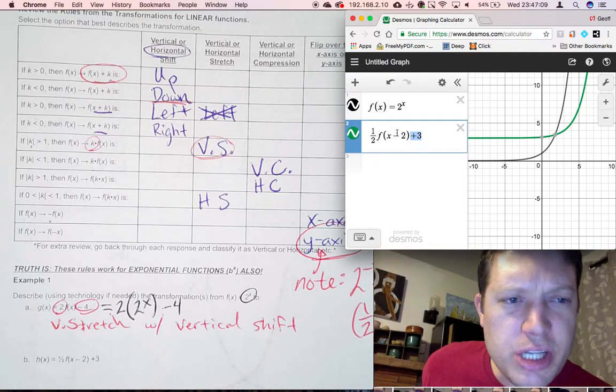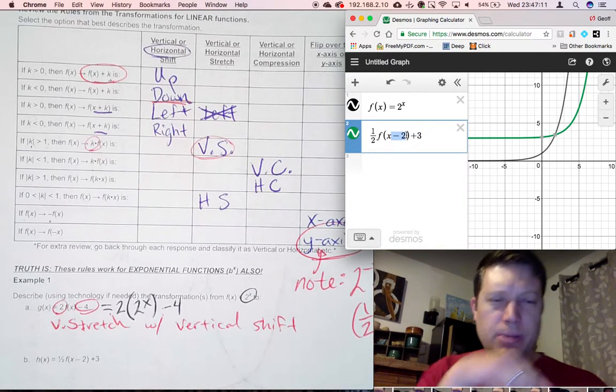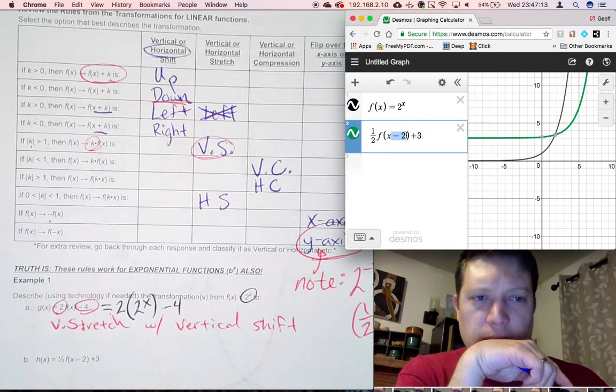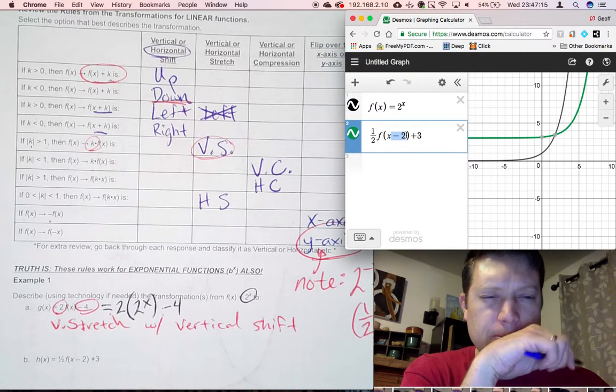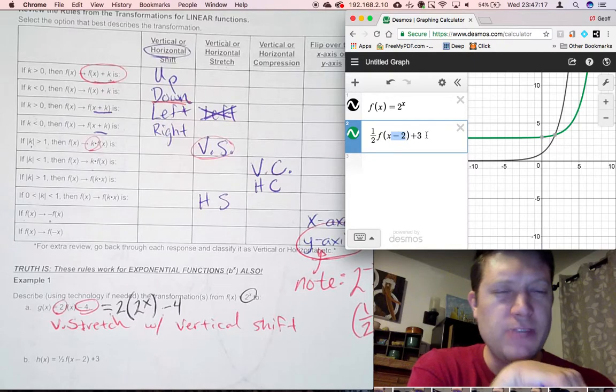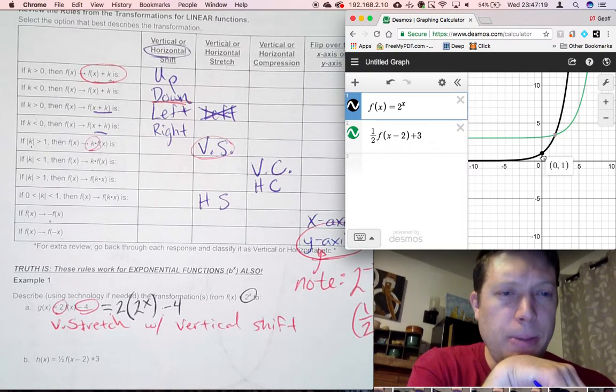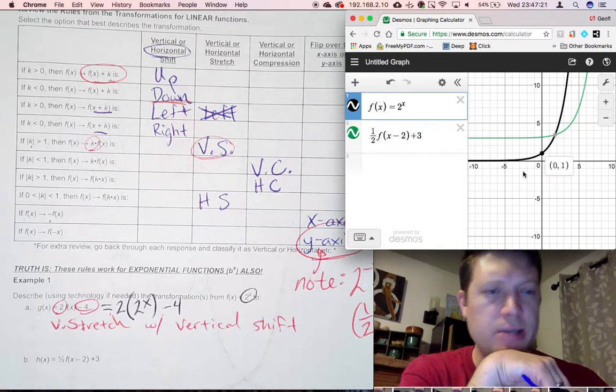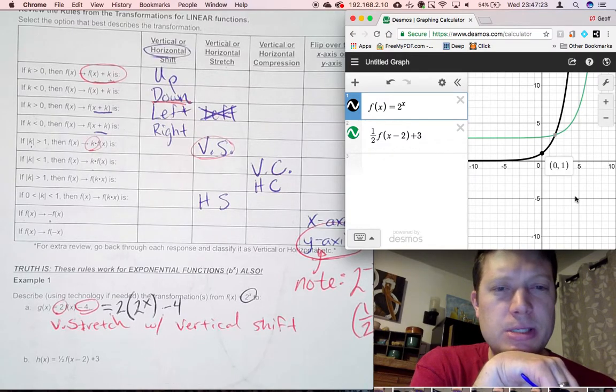Would you believe that the function has been shifted? Wait, what has been shifted? Let's focus on a specific point. Let's focus on the y-intercept. So for the parent function, that's 2 to the x. For the parent function, the y-intercept is 0, 1.